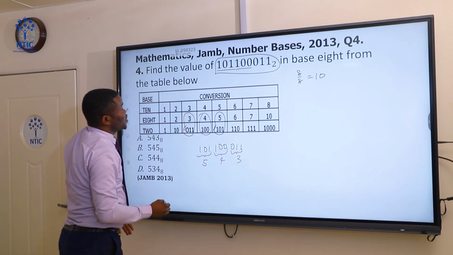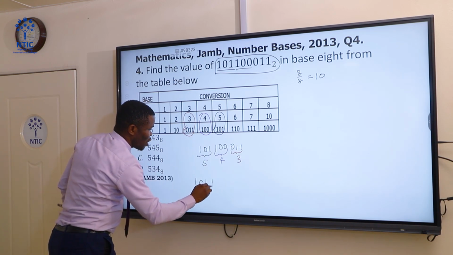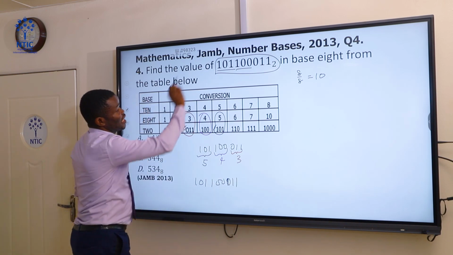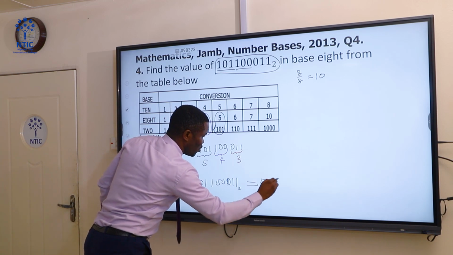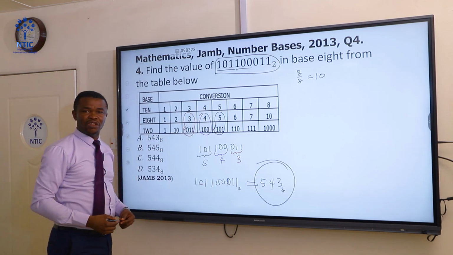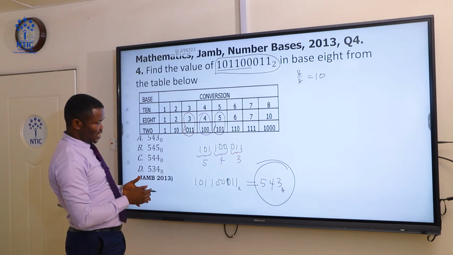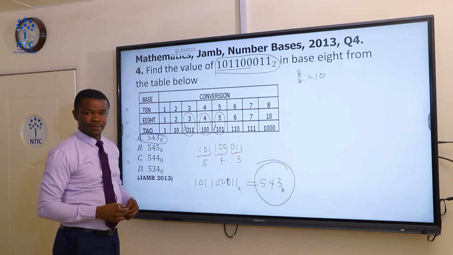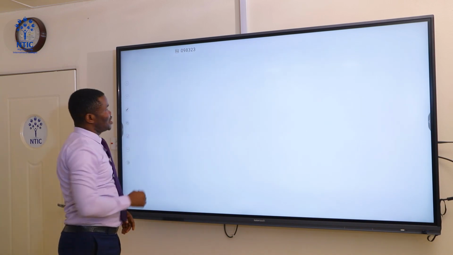So we can therefore say that this figure 101, 001, 011 in base 2 is equivalent to 543 in base 8, and that forms the answer. So our correct answer here, 543, is going to be A. So that's it. Now, next question.